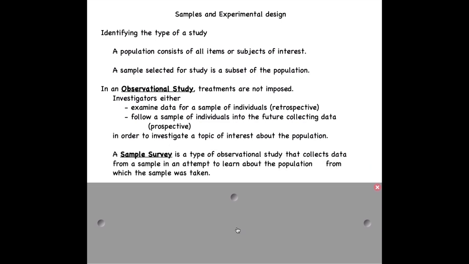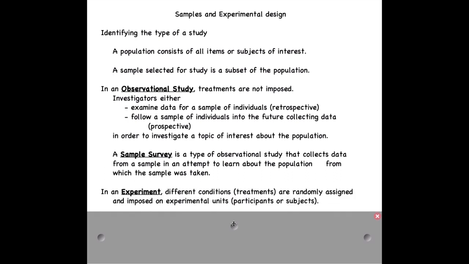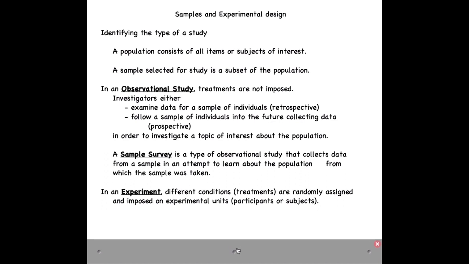A sample survey is a type of observational study that collects data from a sample in an attempt to learn about the population from which the sample was taken. A survey could literally be some sort of questionnaire, but when you're gathering data from a sample of individuals, that would be a sample survey. And then an experiment, which is the other kind of big half of this chapter or this topic. In an experiment, different conditions called treatments are randomly assigned and imposed on experimental units. That's the big dividing line in this unit, the difference between samples and experiments. And we'll talk a little bit more about advantages.